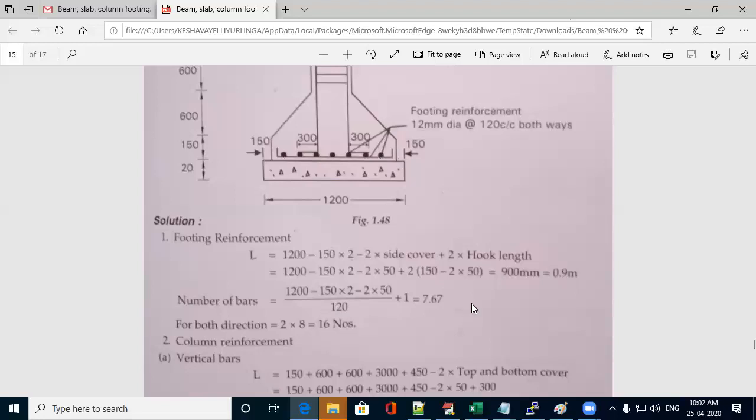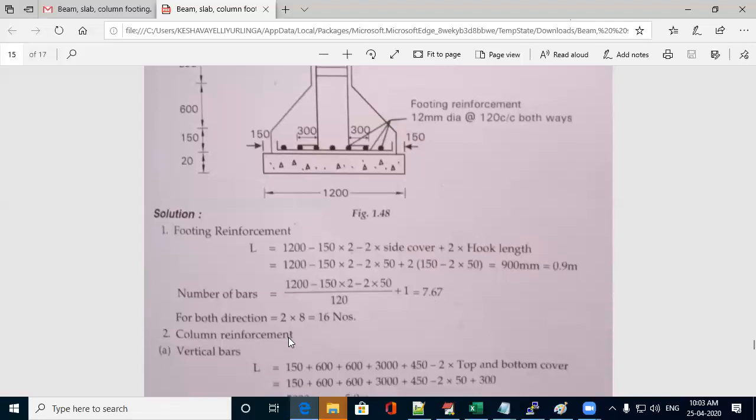For both the directions, it will be 16 bars of this much length. In one direction, it will be 8 bars. In the other direction, it will be again 8 bars of the same diameter. So totally the footing reinforcement consists of 16 bars of diameter 12 mm.